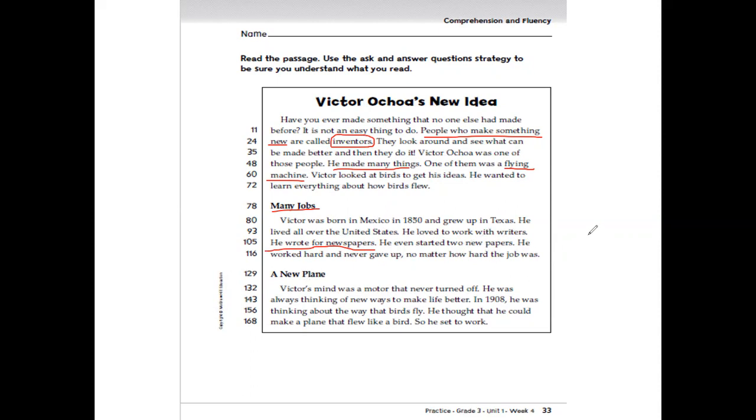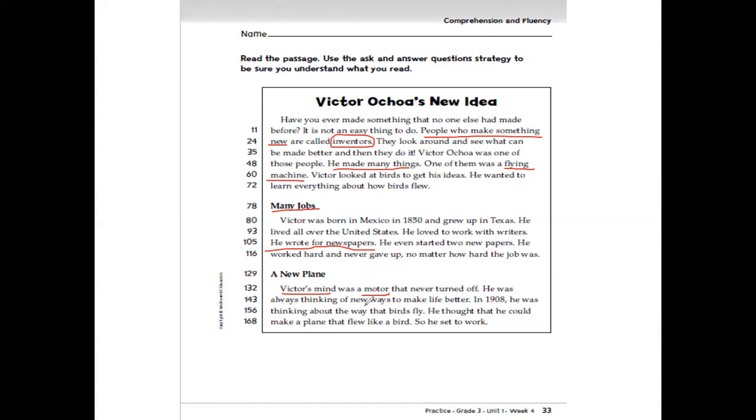A new plan. Victor's mind was a motor. Here we have a metaphor. Victor's mind and the motor. How are they alike? Because they are working all the time. Because Victor is thinking all the time and the motor can work all the time. So Victor's mind was a motor that never turned off.